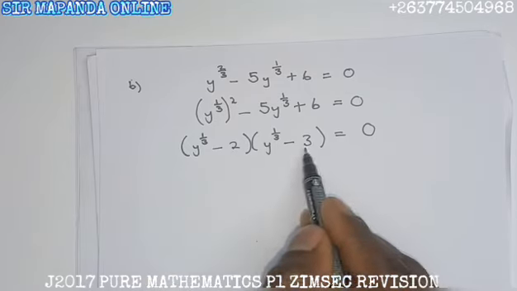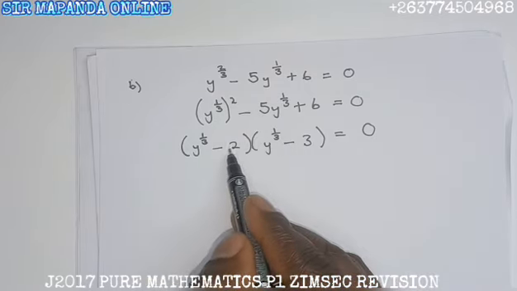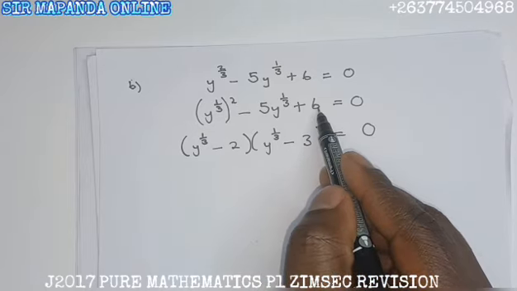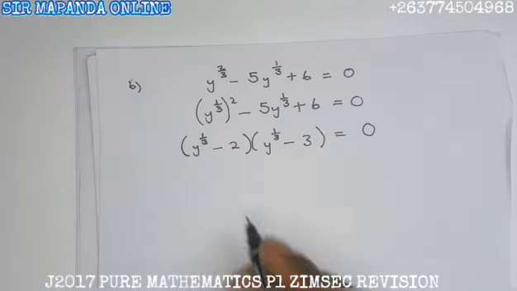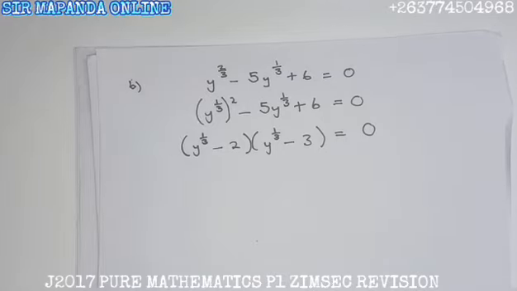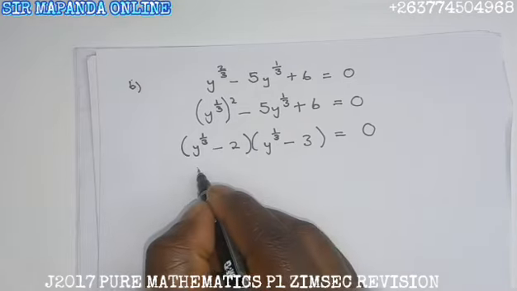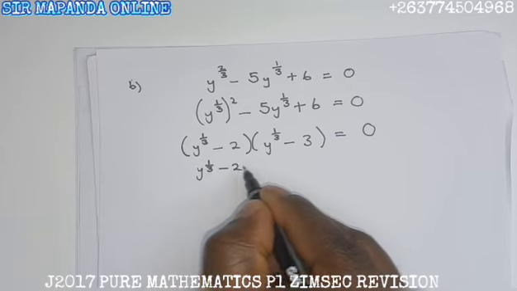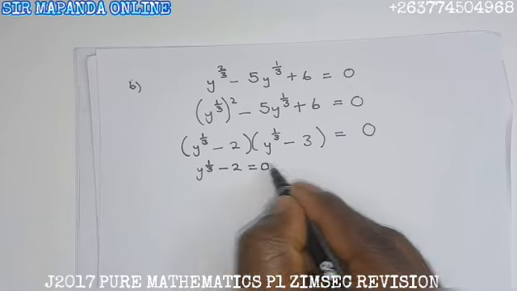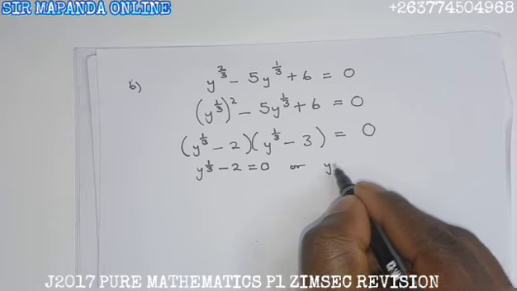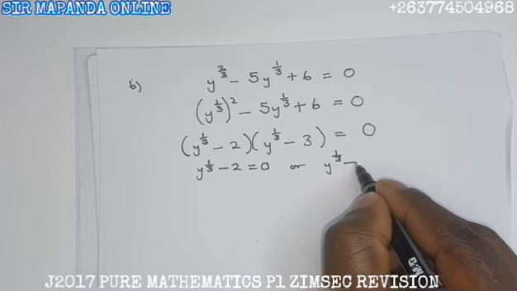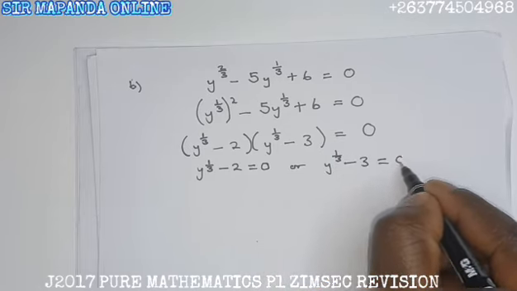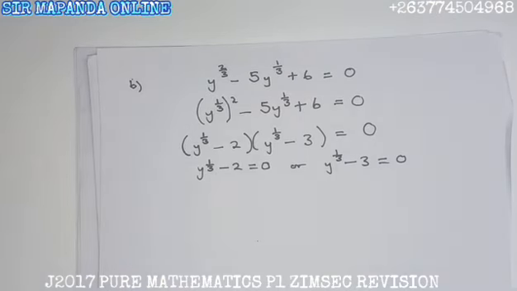Minus 2 minus 3, you get minus 5. Minus 2 times minus 3, you get positive 6. I hope you are following. So since we have two brackets multiplying each other, giving a product of 0, it means one of the two brackets is 0. So you are saying y to the power of 1/3 minus 2 is equal to 0, or y to the power of 1/3 minus 3 is equal to 0, something like this.